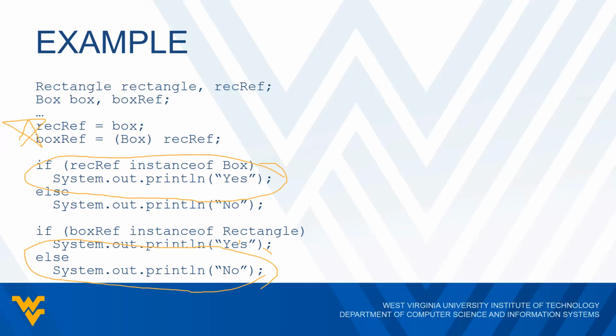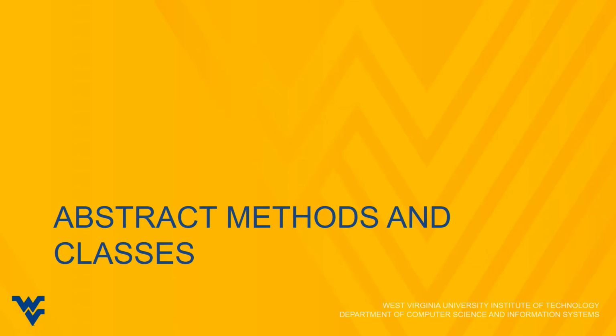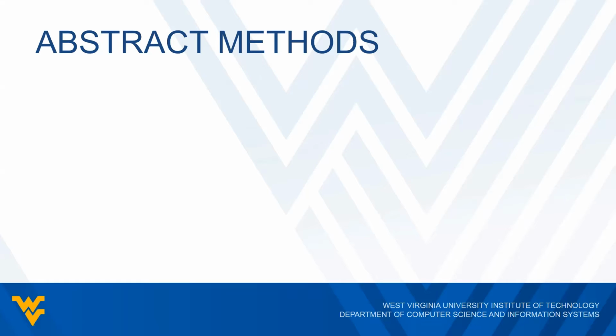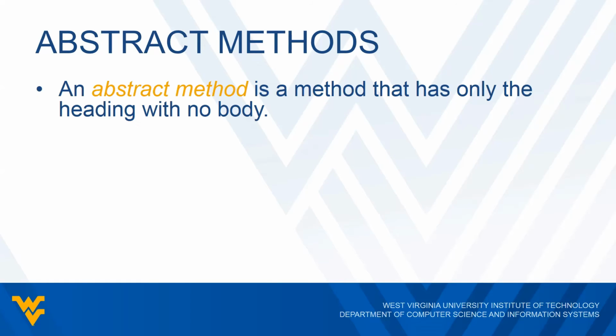We'll now take a look at another feature in Java, which is what we call abstract methods and abstract classes. An abstract method is a method, but it only has just the heading of the method. There's no body with it. There isn't even any curly braces with it. It is just the heading of the method and nothing else.